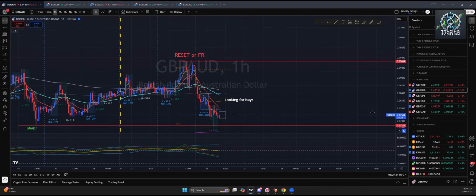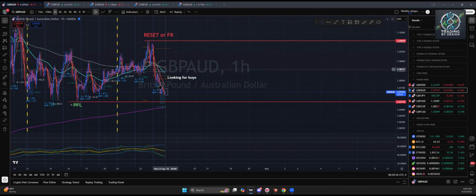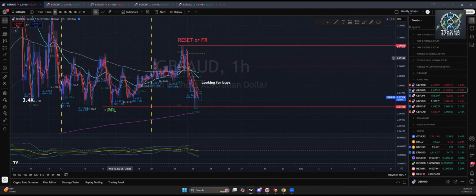So again, I'm not going to pay attention to this pair until later this week, just so I can see price either closing to go back up, creating a new peak formation low, and this will be a failed reset, or price will break through this level, creating a new reset. So it'll be something like this.